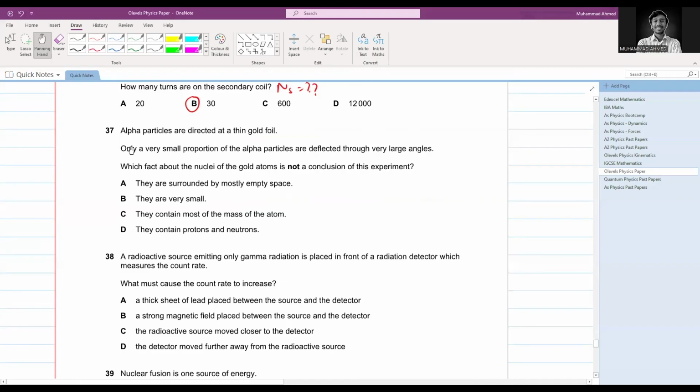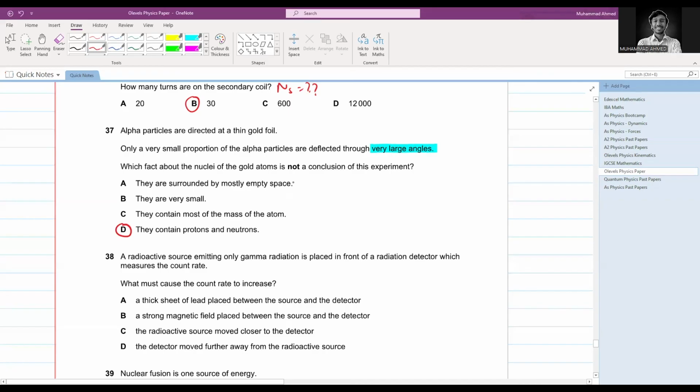Alpha particles are directed at a thin gold foil. Only a very small portion of the alpha particles are deflected through very large angles. Which fact about the nuclei of the gold atom is not a conclusion of this experiment? They are surrounded by mostly empty spaces. They are small. They contain most of the mass of the atom. They contain protons and neutrons. The option D cannot be a conclusion. Why? The option D is not a conclusion of this experiment.